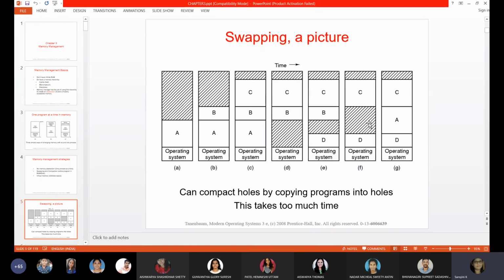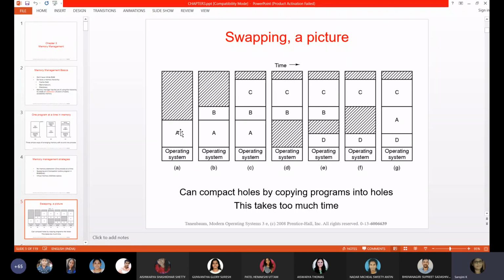Then you can draw a diagram like this and show process A came, B came, C came, and now memory is almost filled. The next process that is coming requires more space than this, so it cannot be scheduled. In that case, what should be done? Any one of these processes should be removed, right? So process A is removed.